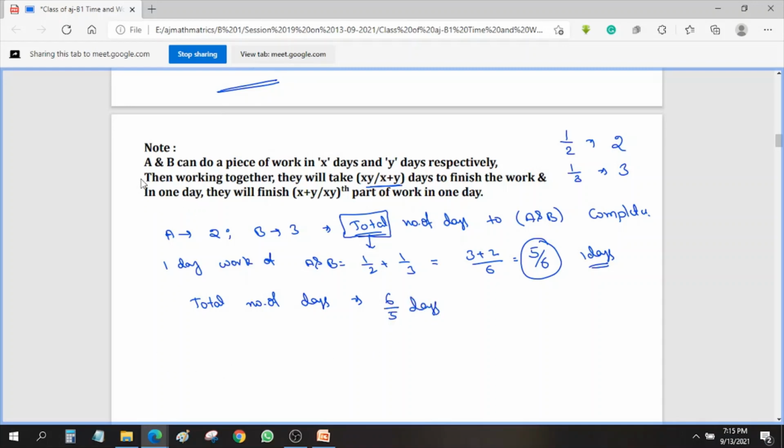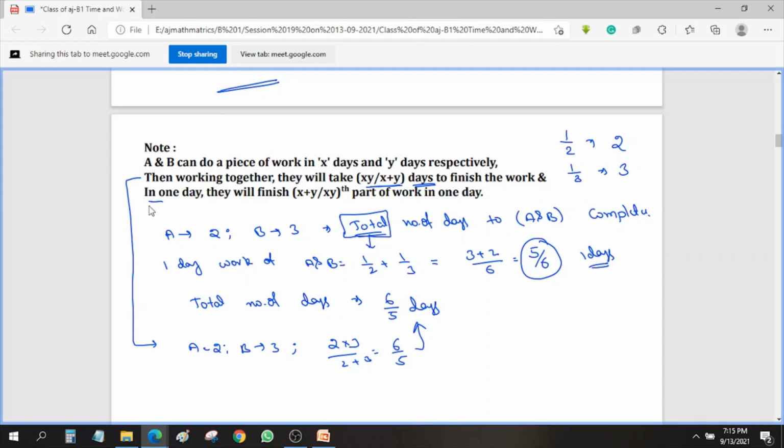Now when we go with this formula, are we getting the same answer or not? Just check it. A can do the work in 2 days, B can do the work in 3 days, and the formula says xy by x plus y. They will take xy by x plus y days to finish. xy means 2 into 3 by 2 plus 3, which is 6 by 5. See, again you will get the same thing.